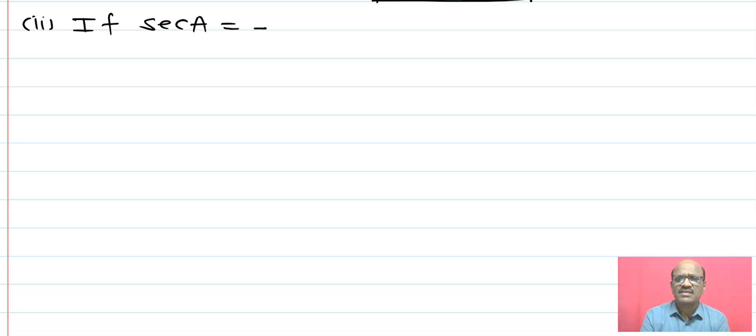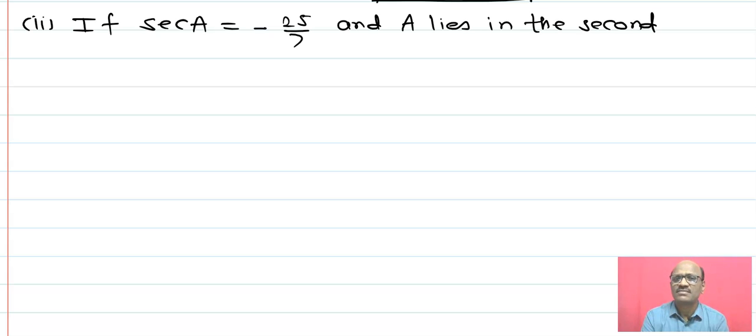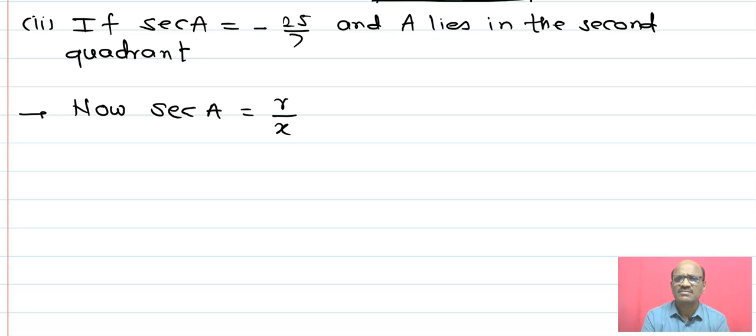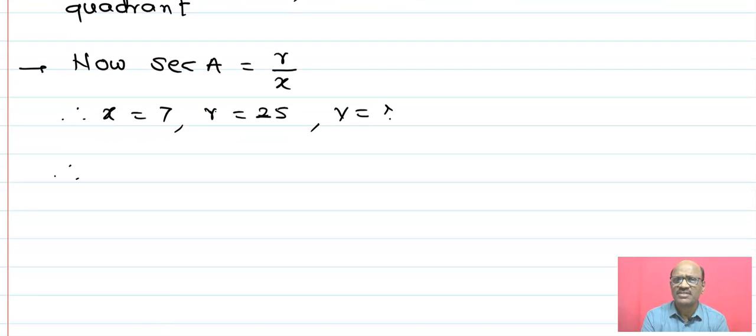If sec A is equal to minus 25 by 7 and A lies in the second quadrant. Now, this is the second quadrant. In the second quadrant, x is negative and y is positive. We can find the values of these trigonometric functions by using identities also, but instead of identities, we can apply this method. Now, sec A is r upon x, because it is the reciprocal of cos. Cos theta is x upon r, so it is a reciprocal. Therefore, here x is equal to 7 and r is equal to 25.